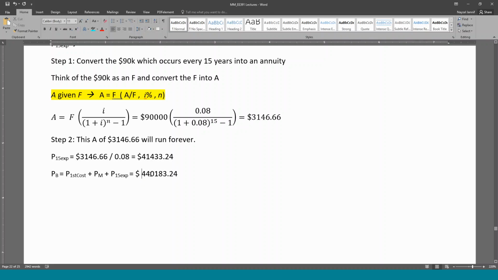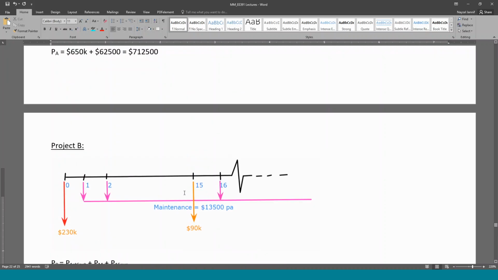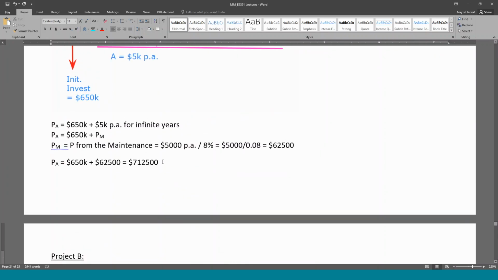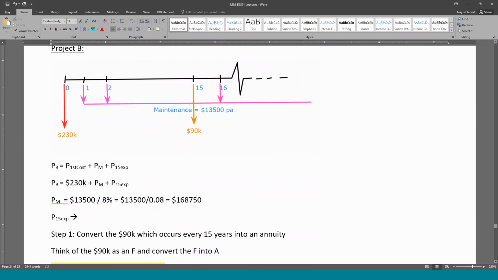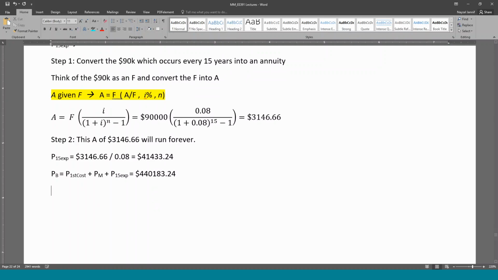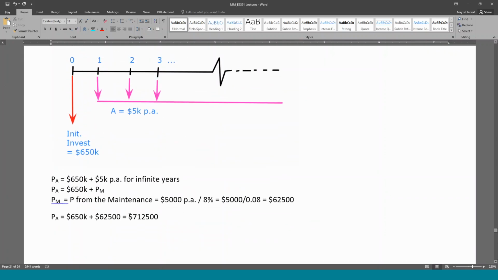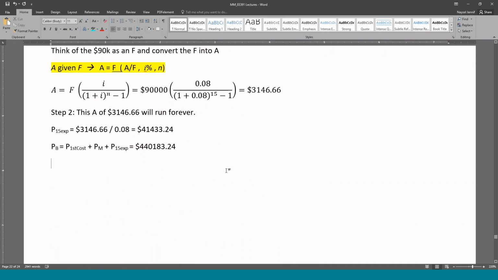All right. So in the end, let's compare the present worth from project A and project B. From project A, the present worth was 700,000. From project B, the present worth was 440,000. So what was more costly, guys? Project A is much more costly, even though the maintenance seems cheaper. So from the customer's point of view, project B is the better project.